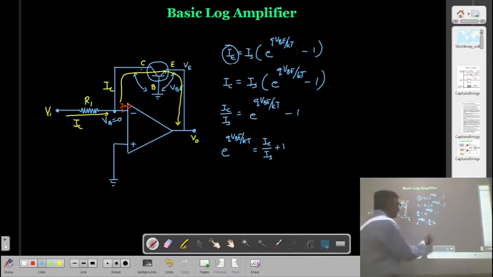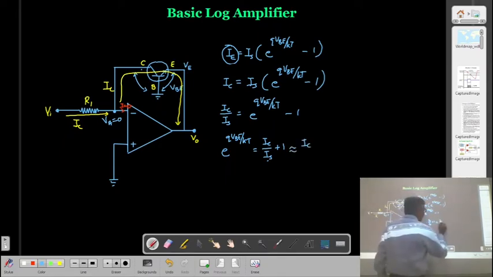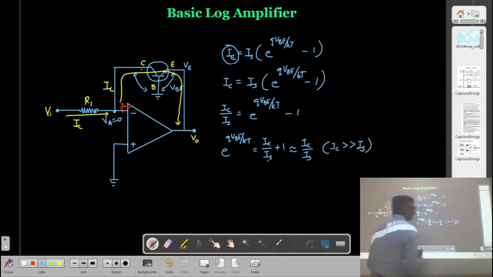Correct? But you know that the value of IS is very small, in the order of 10 raised to minus 13. Your collector current will be in the order of a few milliampere. So this IC by IS ratio will be very large compared to 1, and therefore we can write this as approximately IC by IS, because IC is much greater than IS. Okay. Now we take a log on both the sides.